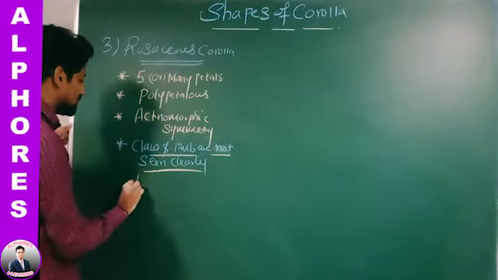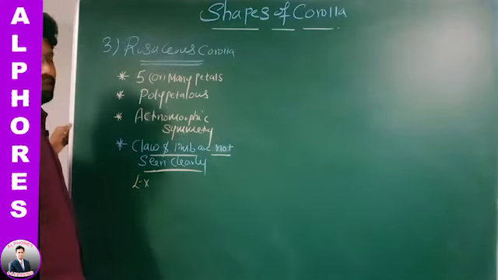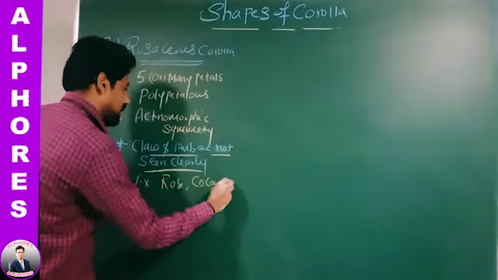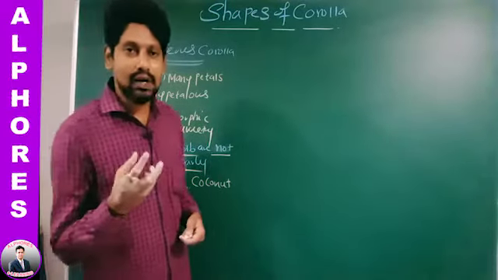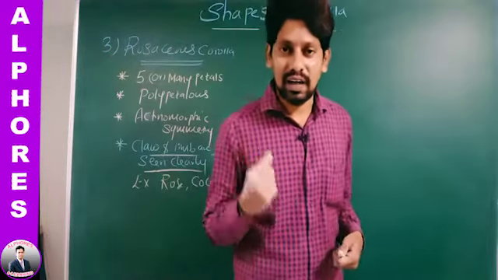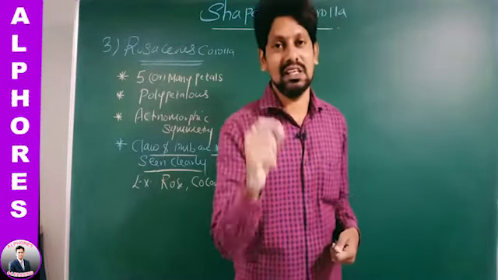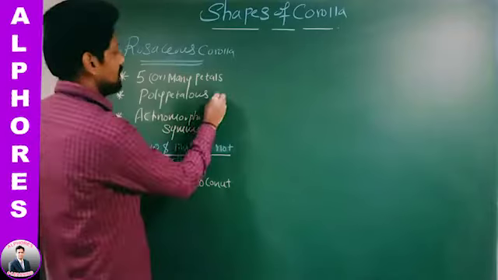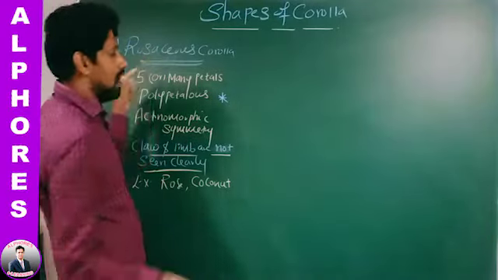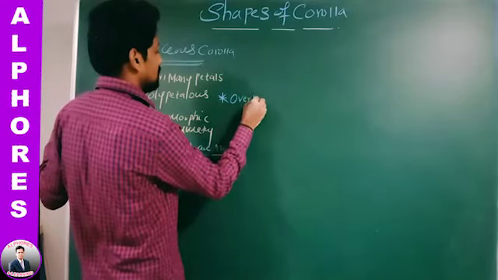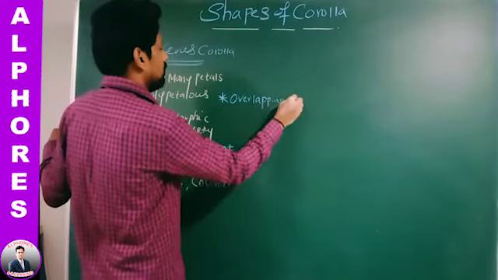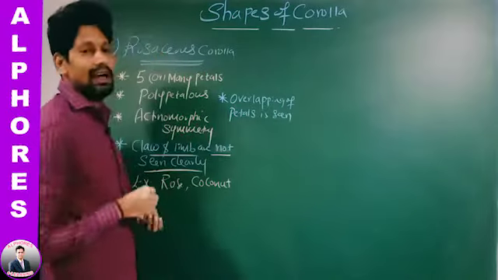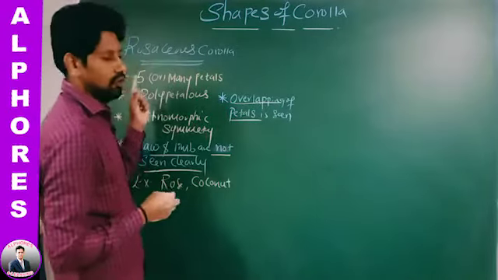For rosaceous corolla, I am writing examples. First one is rose. Second one is coconut. Rose and coconut. Did you see a rose flower? In a rose flower, overlapping of petals is seen. One petal overlaps another petal. Therefore, overlapping of petals is seen in the case of rosaceous corolla.